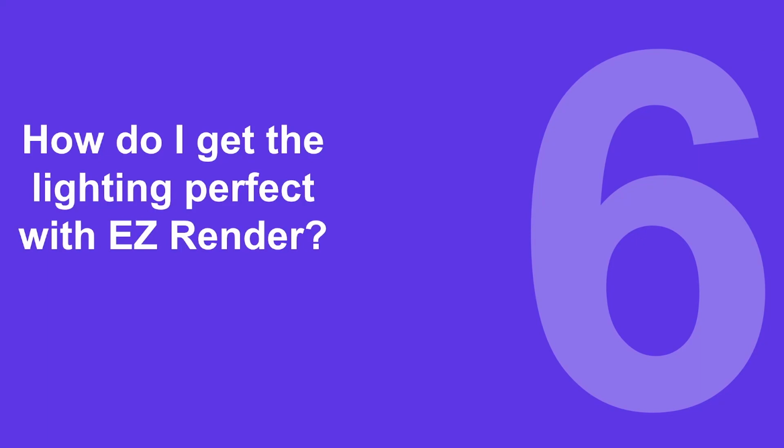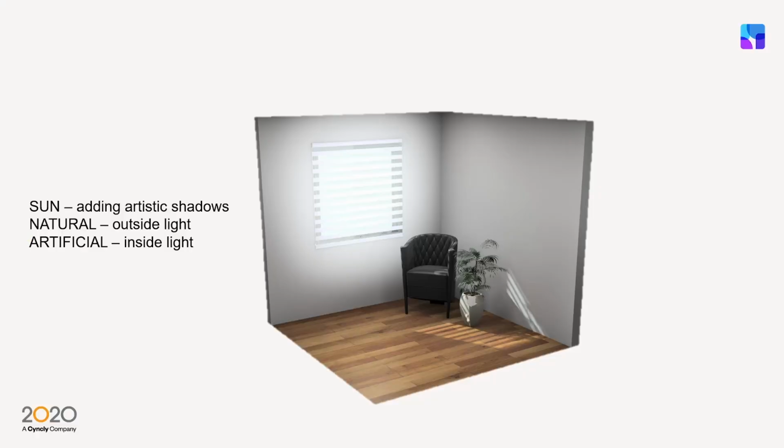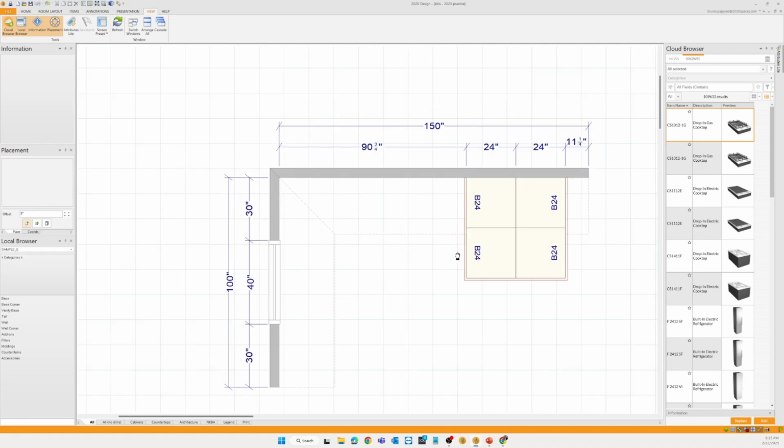Number 6, how do I get the lighting perfect with Easy Render? Okay, so there are two main forms of lighting that you need to worry about when it comes to the Easy Render. You have natural light and you have artificial light. Then you can also use the sun for an artistic, creative look. So let's go into the program and see what that looks like.